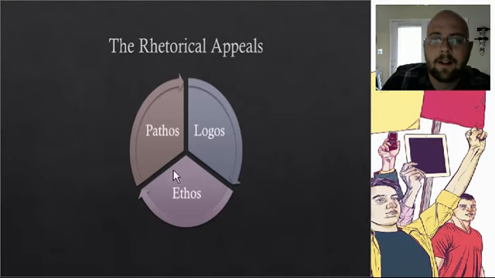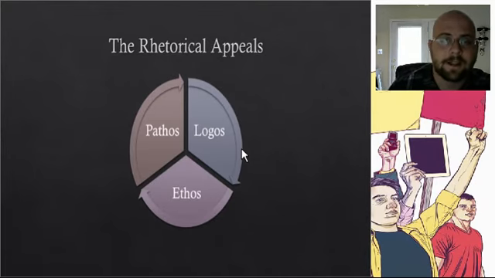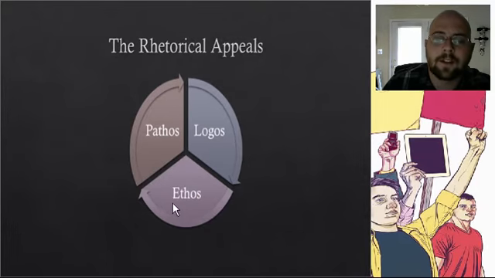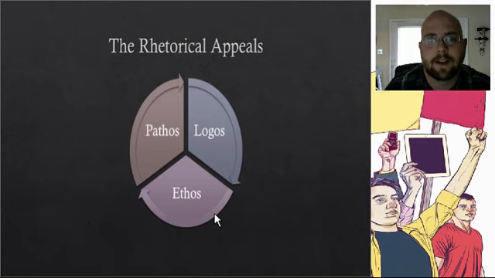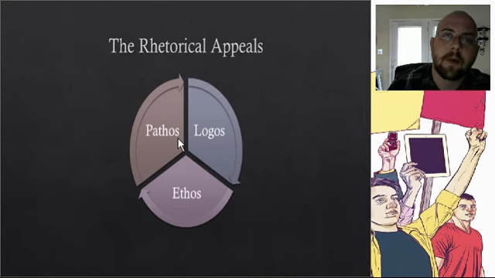So you have the logos, which is the organization or how you put together the argument, and the subject and how you talk about the subject. You have ethos, which was the credibility of the speaker. Okay, so what credibility do I have to speak on the subject? And pathos, or the emotion, the feeling that goes along with this presentation or this rhetorical argument.